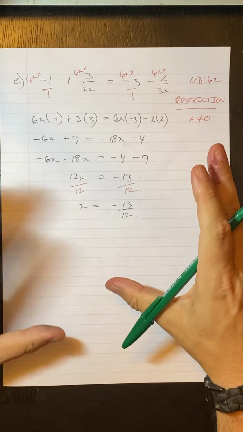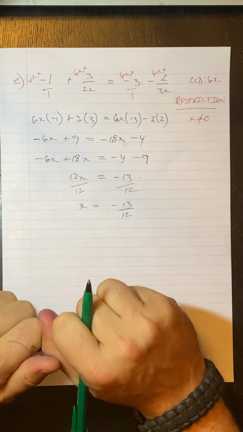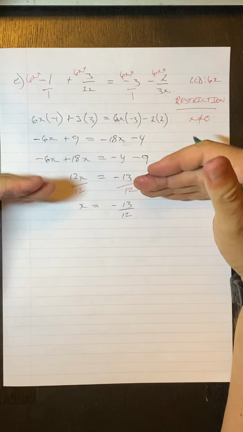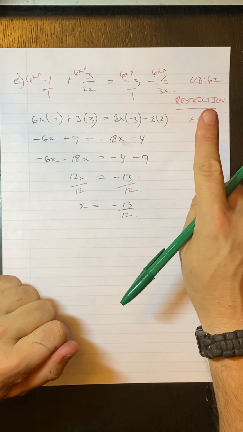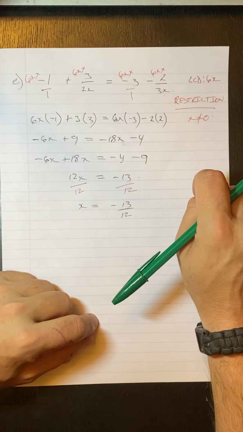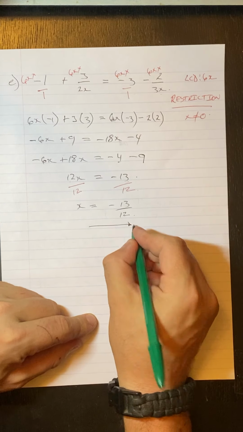All right. Now, grade 9s, do not freak out that you're getting a weird fraction like that. It is fine. If your method is correct and you get something like that, hundreds. Okay. Let's just check our restriction. It's saying that x cannot be equal to 0. That's not what we have. Therefore, this is a solution.